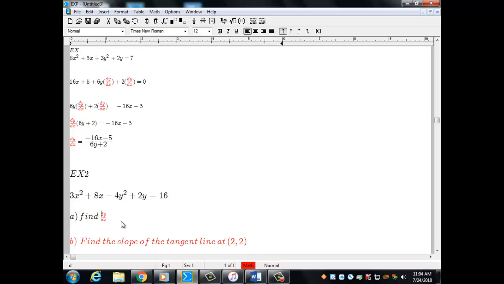Sometimes we forget. We get so engrossed in finding it that we forget actually what we're finding. And dy dx is simply the slope of the tangent line at any given point.